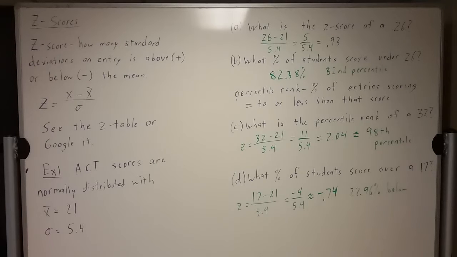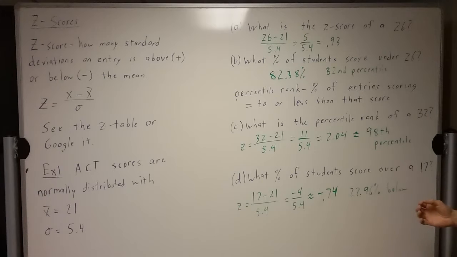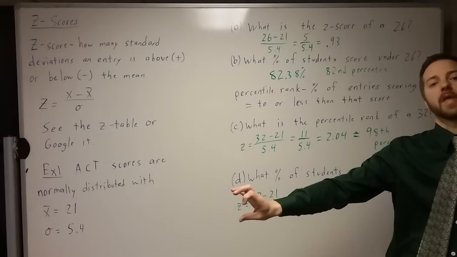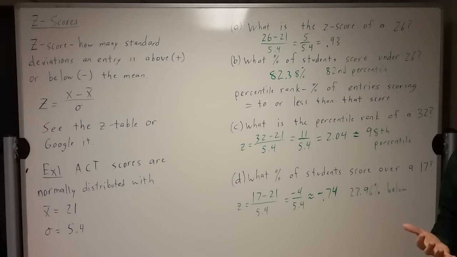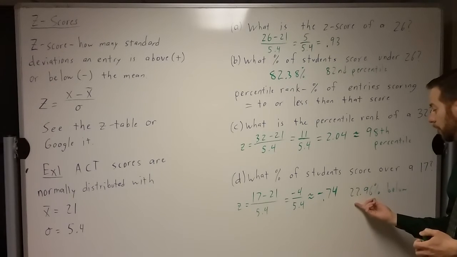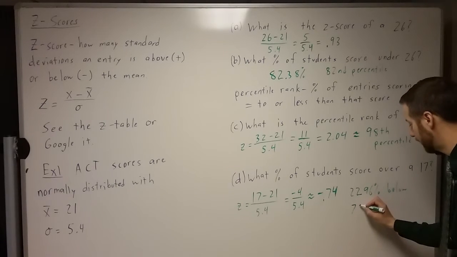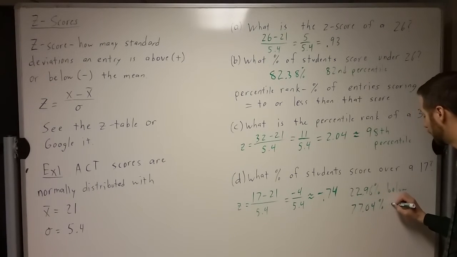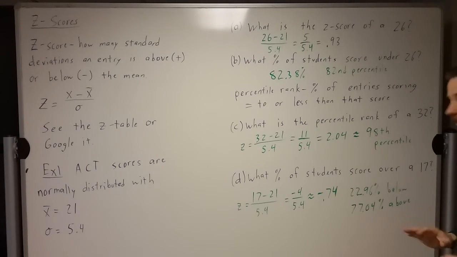Now this is 22.96 below the score, but do you notice the question said what percent of students score over 17? The z-table always gives you the percentage or the probability of being below that number. But it's really easy to go the other direction because we know everything has to add up to 100%. And so if this is the percent below, to find the percent above, we really just want to do 100 minus this number. And so if I do 100 minus this number, I get 77.04% above a 17. So about 77% of people who take the ACT get above a 17 on that.